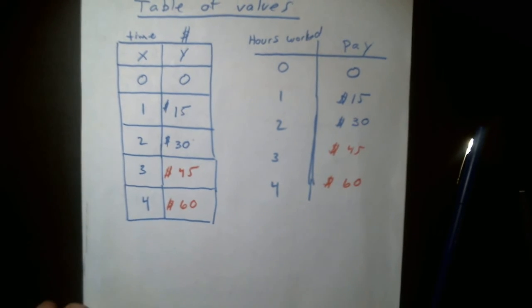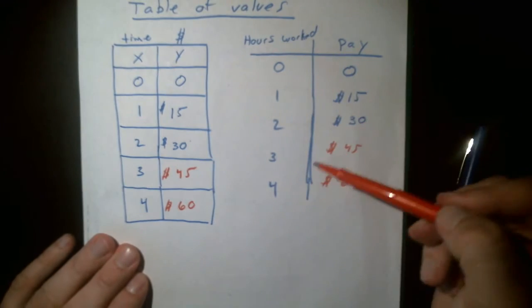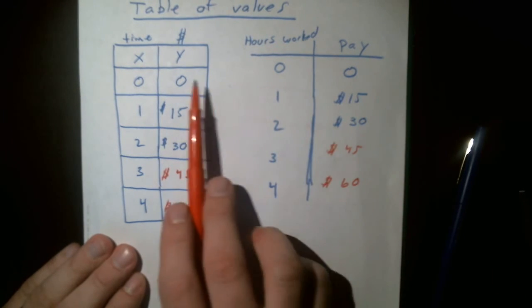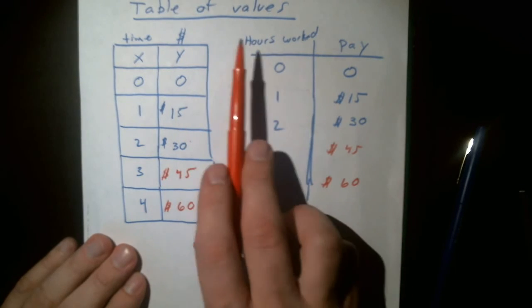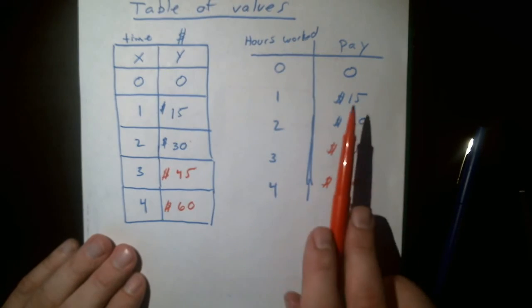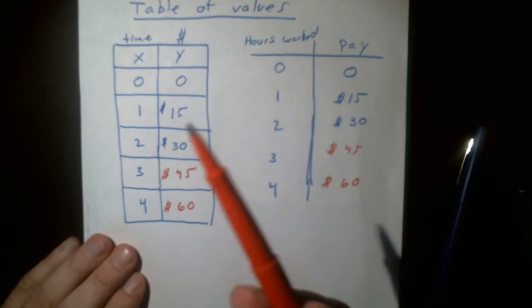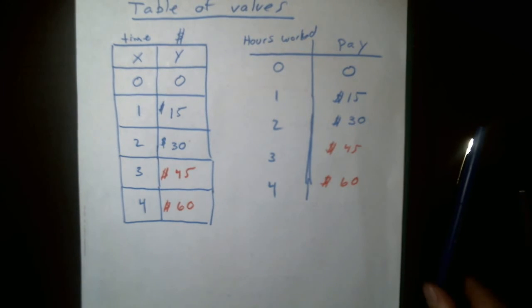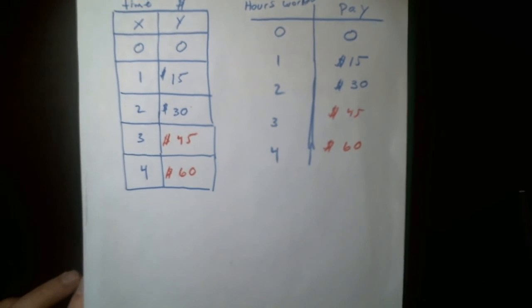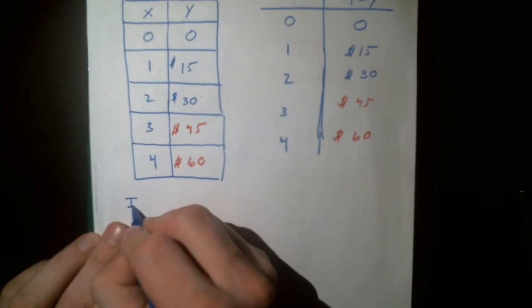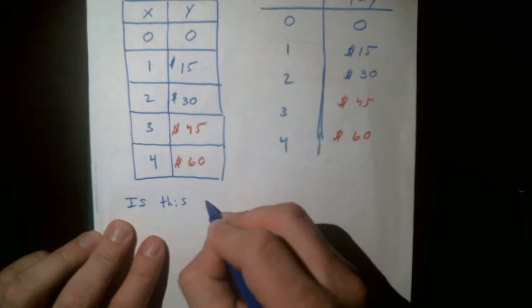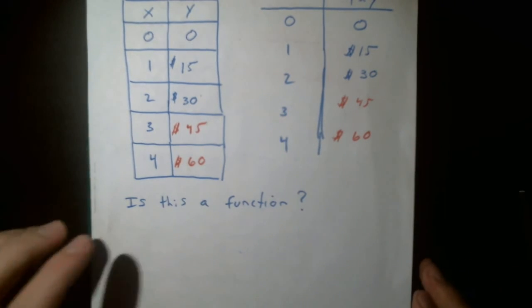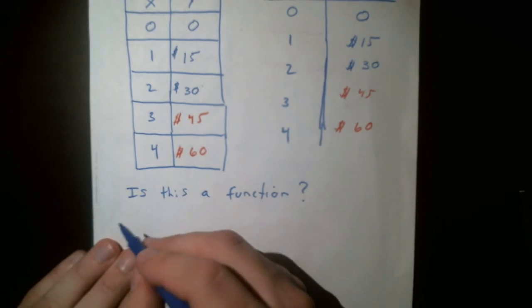So what I'm trying to show you is that this and this are pretty much the same, just a different way of setting it up. So this is what we call a column. This is what we call a table of values. And you can call them both tables; some people do. So here are the questions for this. Is this a function?